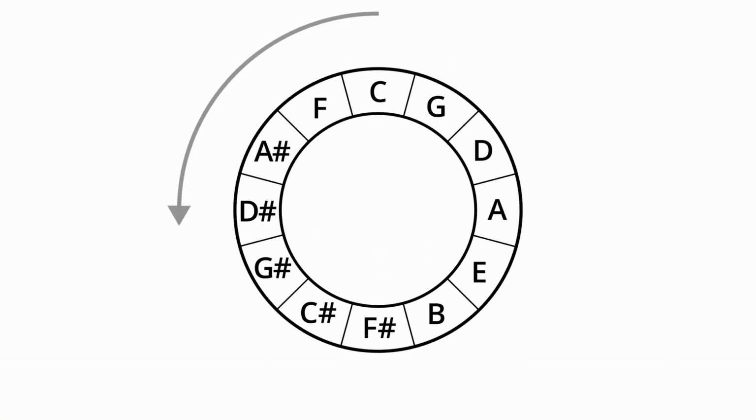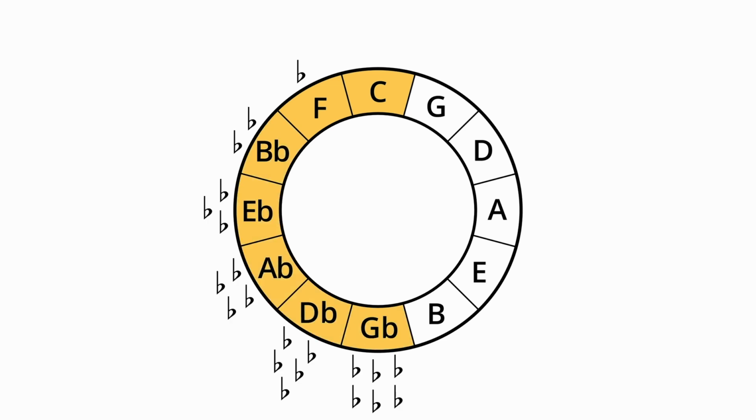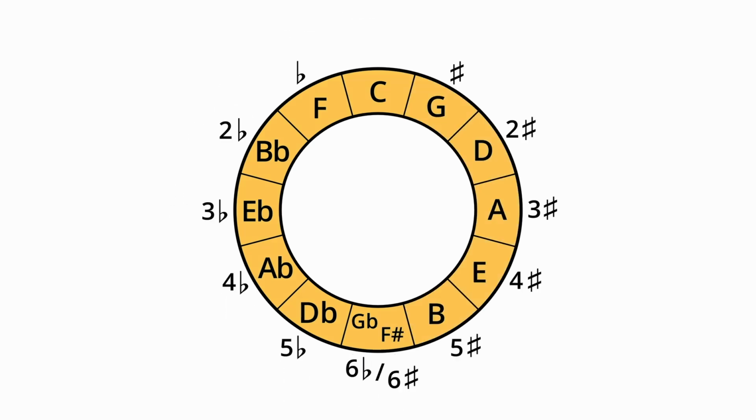Now let's play the same game counterclockwise. As you might have guessed, this time we're in a world of flats. So the key of F major has 1 flat, B flat major has 2 flats, and so on. Just like before, we add the flat notes in their order of appearance. So the flat note in F major is a B flat, and in the key of B flat major, we add an E flat. In summary, the full circle of all 12 major keys looks like this.